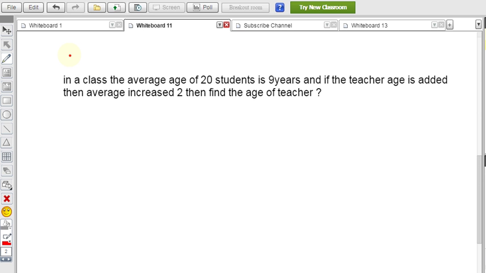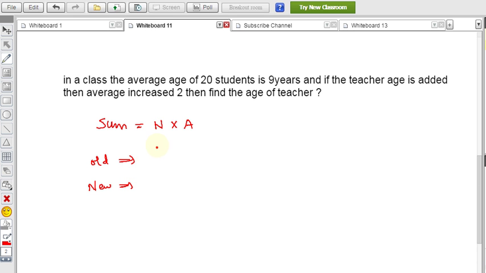So these problems we can do in a formula. Again, like average is equal to sum by number. Instead of that, let us see the simple technique for this also. Sum is equal to number into average, right? So first we have two cases, old and new. Old means only with students, new means with the teacher.